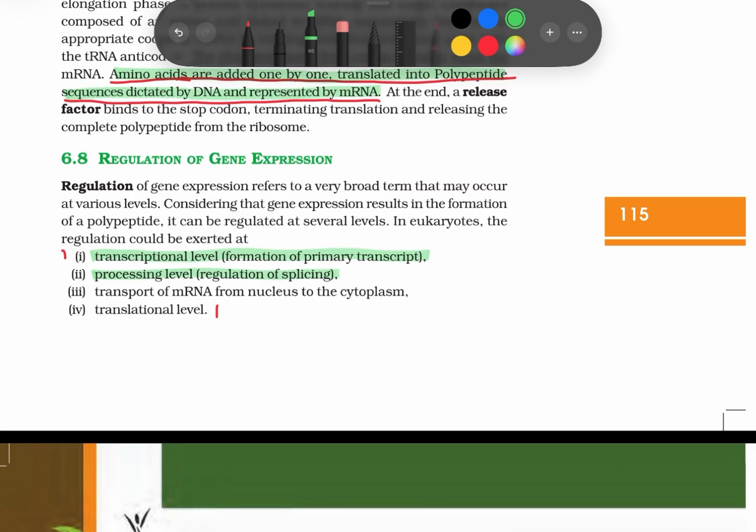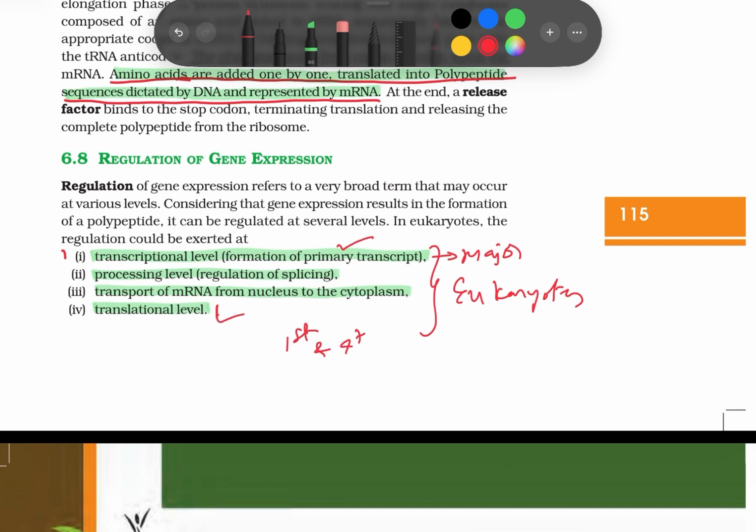And the third one is transport of mRNA from nucleus to the cytoplasm. And then finally, translational level. So it occurs at any of these 4 levels, majorly at this level. This is the major site, the major target initiation site of that control of gene expression. It occurs at these 4 levels in eukaryotes, of course. But in prokaryotes, only this one and this one: first and fourth one in prokaryotes.